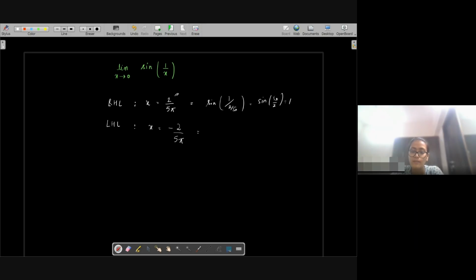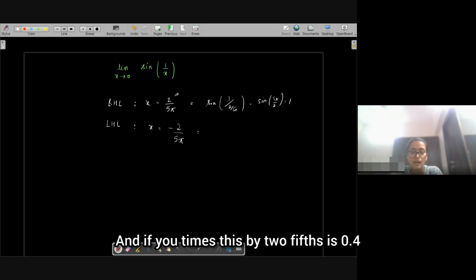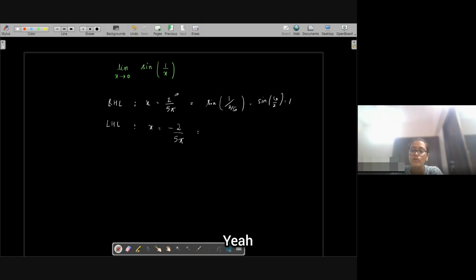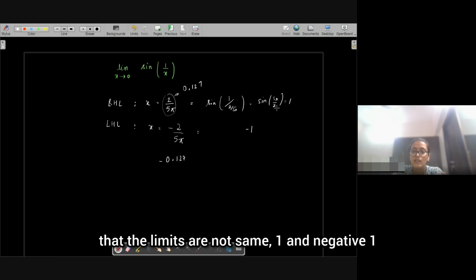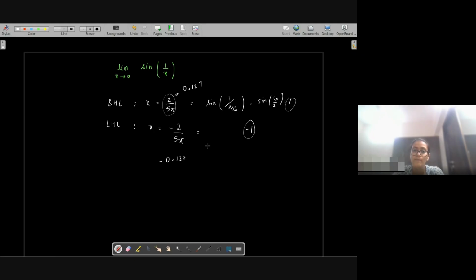What is 1 over pi? 1 over pi is 0.318. If you multiply this by 2/5, this number is actually 0.127. And at -2 over 5 pi, you will get -1. So this is -0.127. Just by taking one point, we can clearly show that the limits are not the same, 1 and -1.